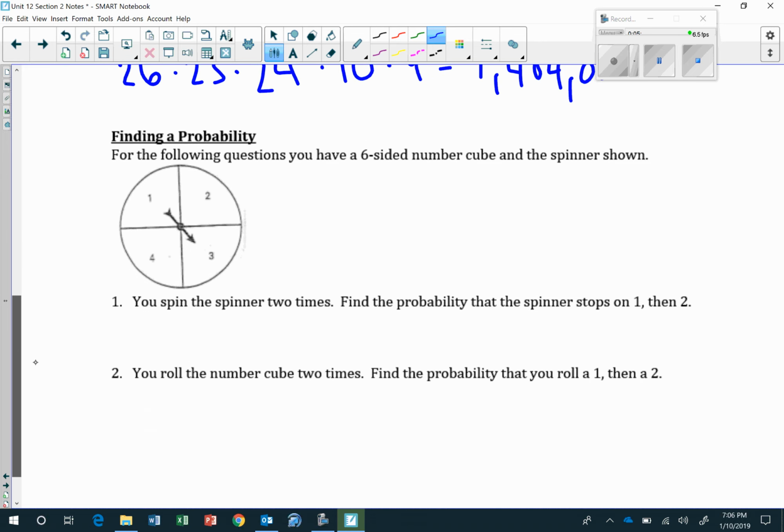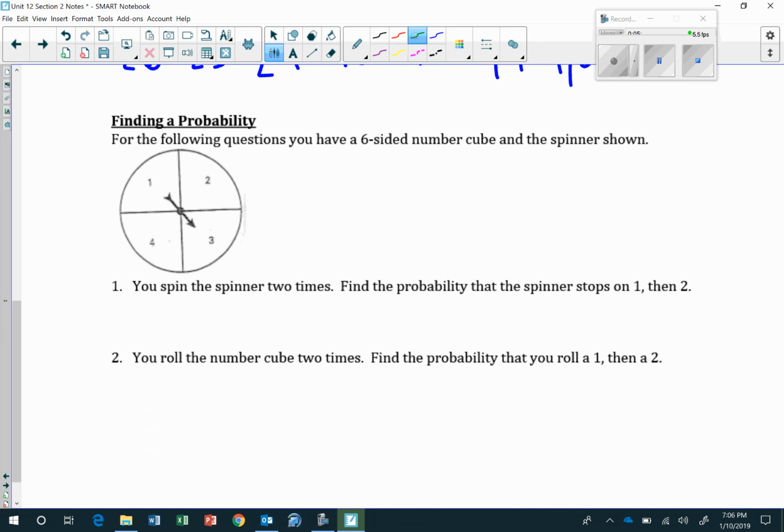Now, at the bottom, we're looking at finding a probability using the multiplication principle. So it says for the following questions, you have a 6-sided number cube, which is not shown, and then you have the spinner that's shown. So 6 sides on the cube, 4 spaces on the spinner. It says you spin the spinner 2 times, find the probability that the spinner stops on 1, then 2. So when we spin it the first time, there's 4 possible choices. When we spin it the second time, there's 4 possible choices. So we have 16 possible choices. And then the probability to get the one number that I want on the first one and the one number I want on the second one is going to be 1 out of 16.